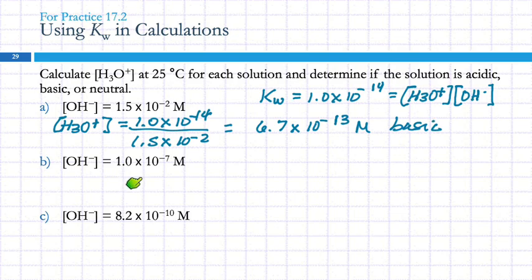Do we really need to do a calculation for this one? No, because if the hydroxide ion concentration is 10 to the minus 7, then the hydronium ion concentration is also 10 to the minus 7. Because that's the product that gives us 10 to the minus 14. Acidic, basic, or neutral? Neutral.